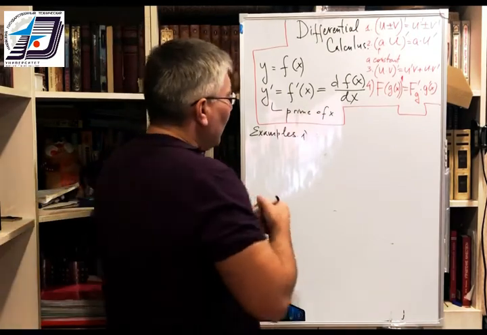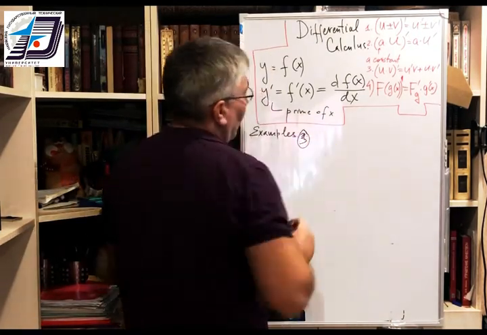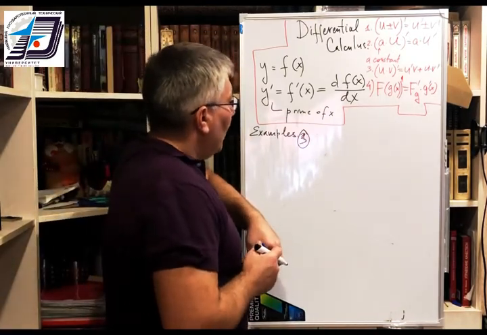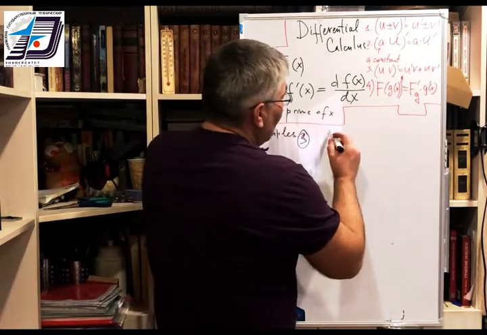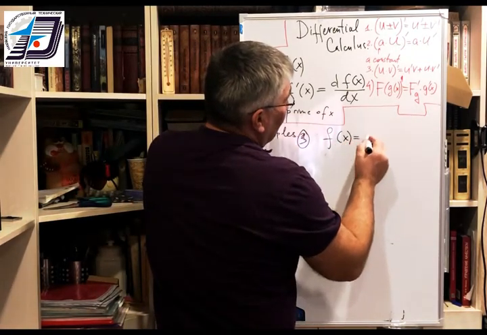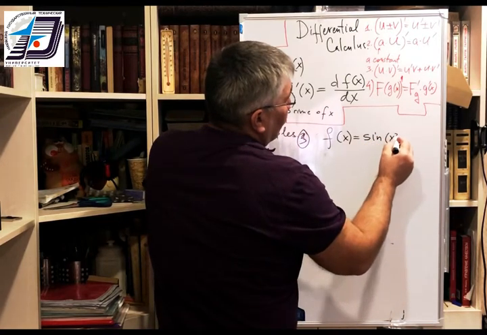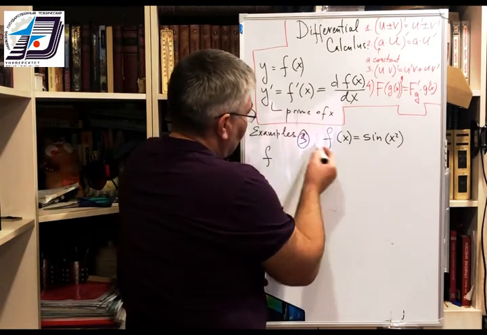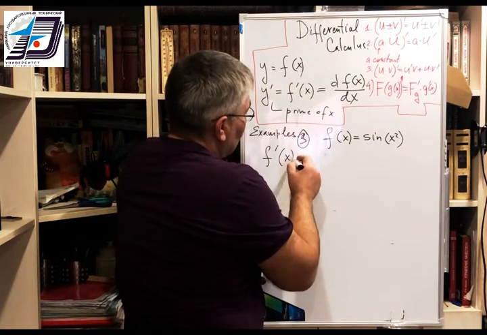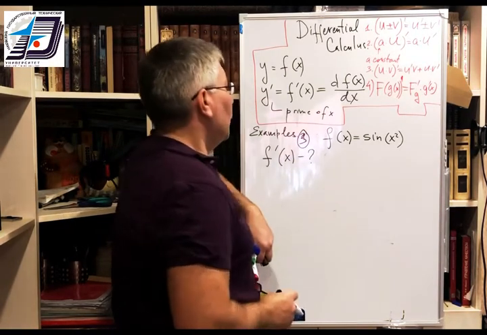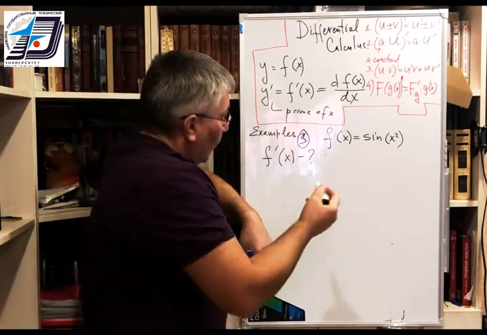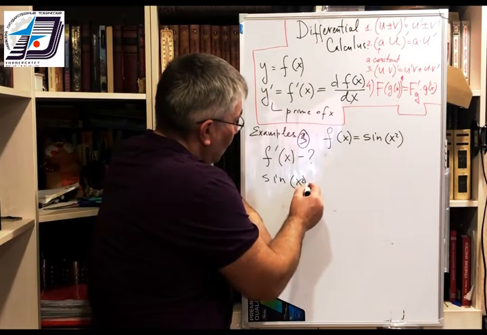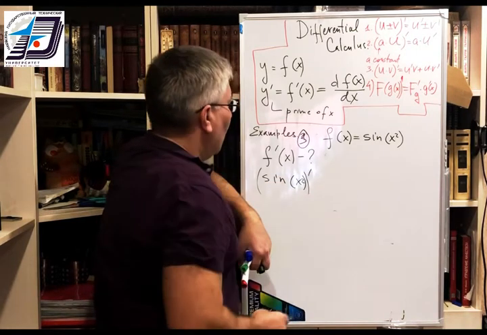But for example, I give you here the third example. The given function f of x is sine x squared, and I want to calculate the derivative of this function. So f prime of x is the unknown thing here. Firstly, I have to write down the thing: sine x squared prime of x.